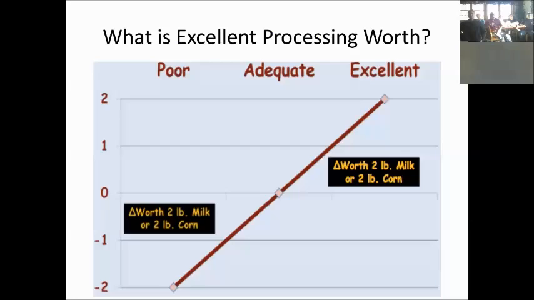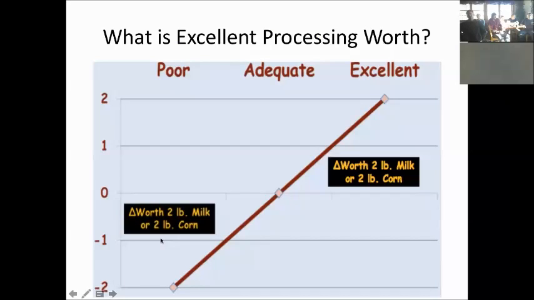what is it worth for me if my processing score is at 50% today, and I work with either my custom chopper or I readjust my rollers such that I can get to something from 50 to 60 on the processing score, what would that be worth? Randy basically is saying that that's probably worth about 2 pounds of milk.